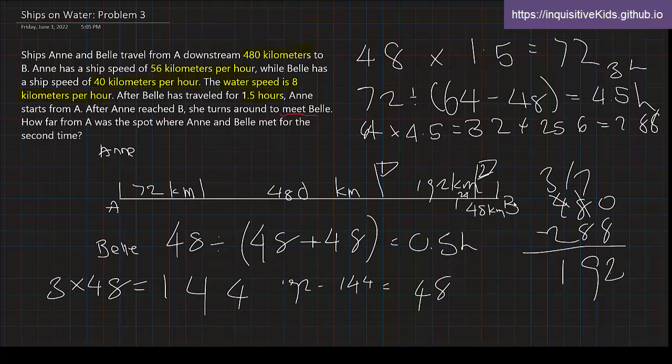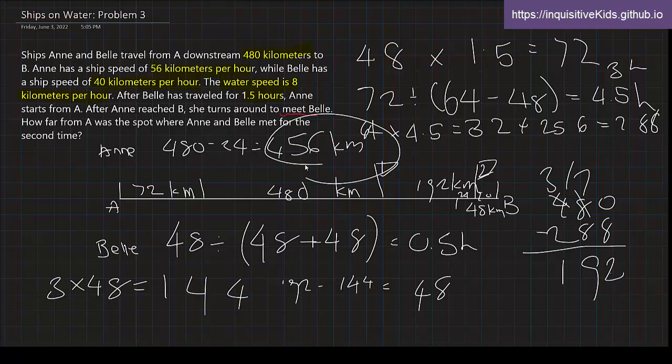So now we're trying to find this point and its distance from A. Well, we know that this entire thing is 480 kilometers, and just this little portion we're missing, and that's 24 as well. So we subtract 24 from 480, and that's 456 kilometers. That's our final answer.